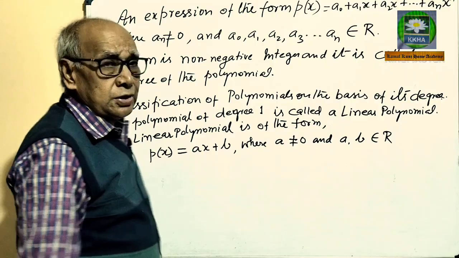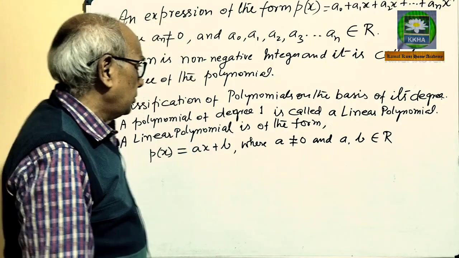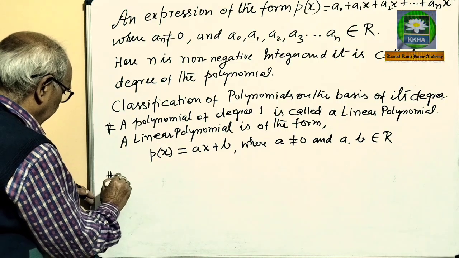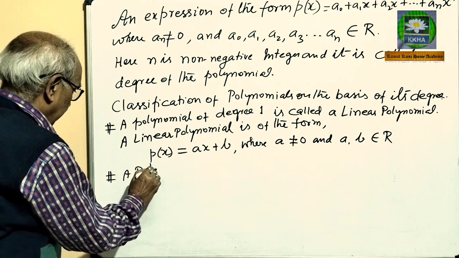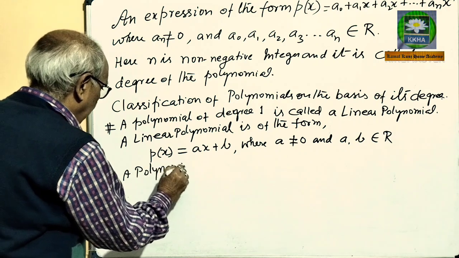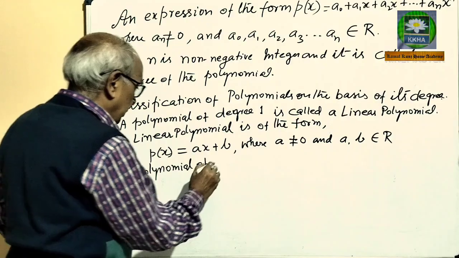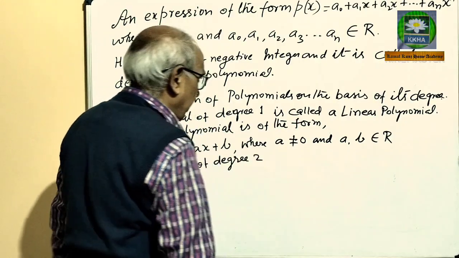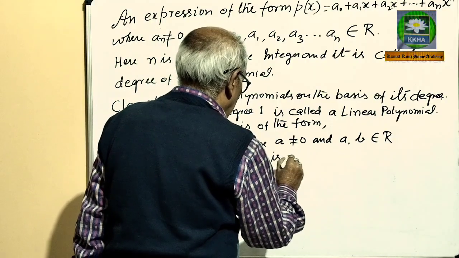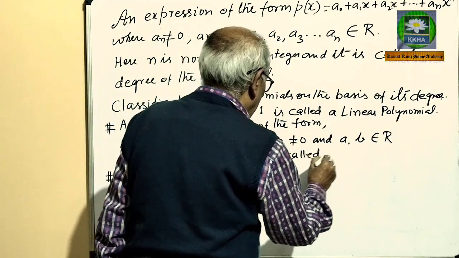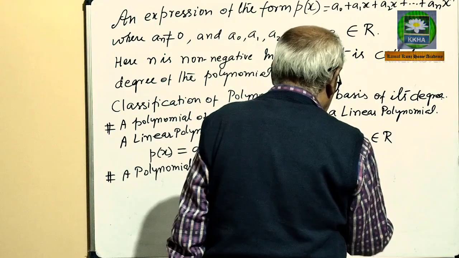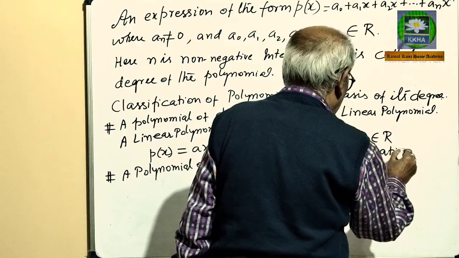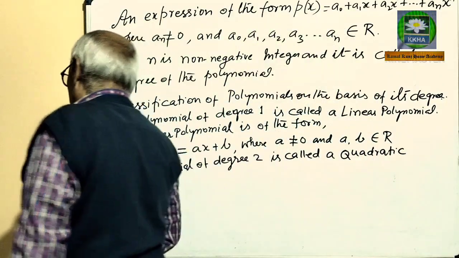A polynomial of degree 2 is called a quadratic polynomial.